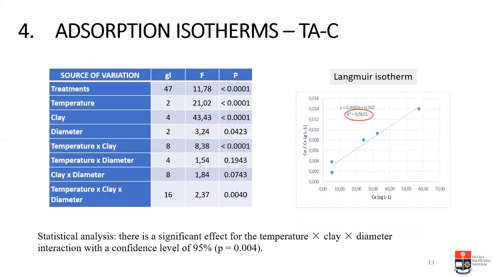So we took these results and we fit them to the Langmuir and Freundlich models. Actually, our results fitted best the Langmuir isotherm model, and the statistical analysis that we performed showed that there was a significant effect for the interaction between the temperature that we used during our tests, the clay that we were using, and the particle size, the diameter of the clays that we were studying in our case.